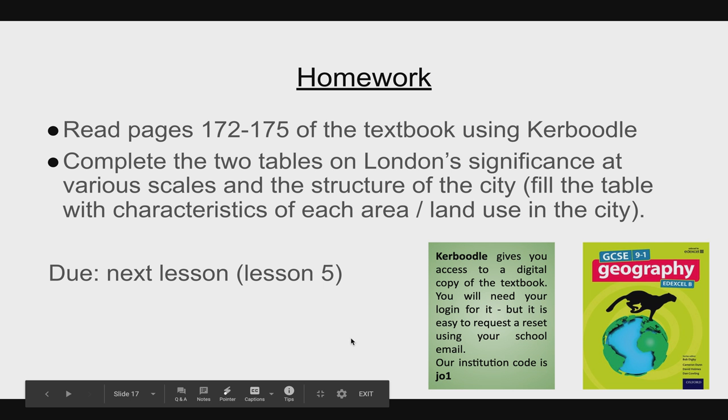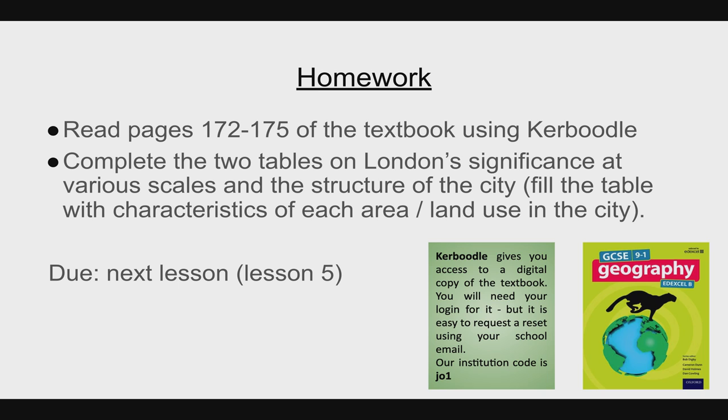Don't forget that you still have another homework to do. I'd like you to read pages 172 and 175 of the textbook using Caboodle and complete the two tables on London's significance at various scales and the structure of the city. So this is something called the Burgess model. It tells you a little bit about what different areas of the city look like. This is something that you should be able to do from both the textbook and from your own experience.